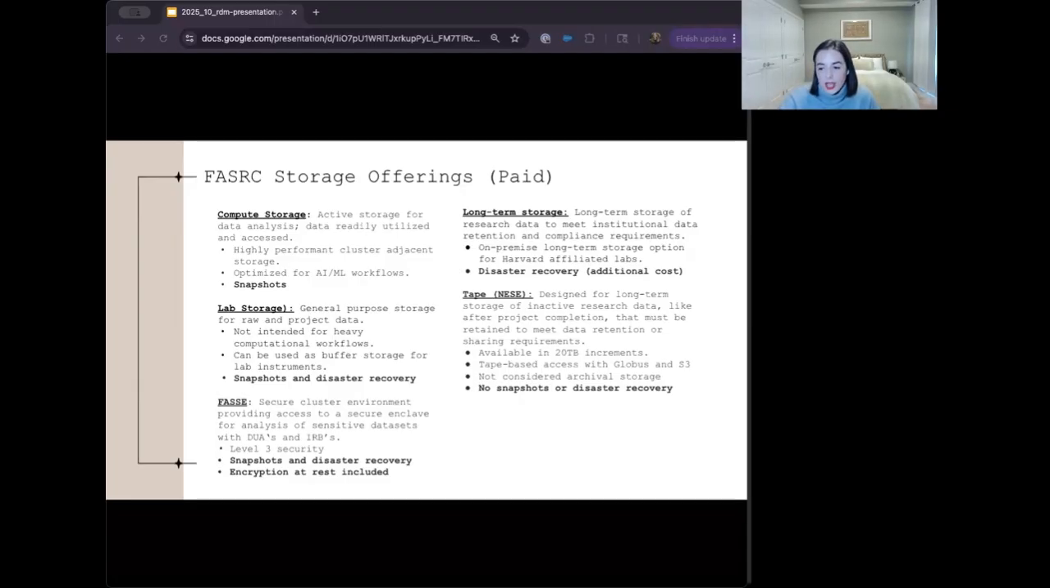And then lastly is FASSE, which again was our secure cluster environment that's designed to hold data that has a higher security level. Like if you have a DUA or an IRB requirement and you have to store it in a level 3 storage environment, which I'll talk about in a second, we do offer FASSE. And this new hardware will offer encryption at rest, which is a great added feature for the new storage environment.